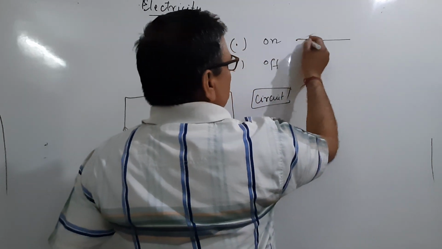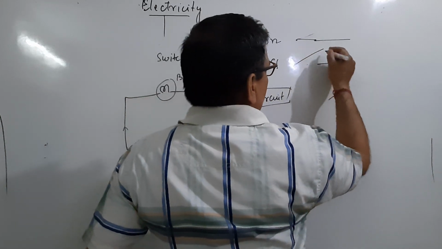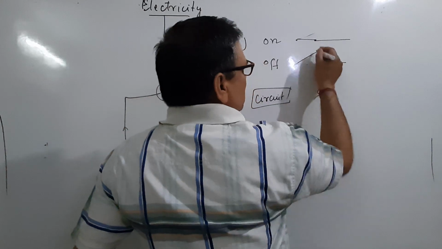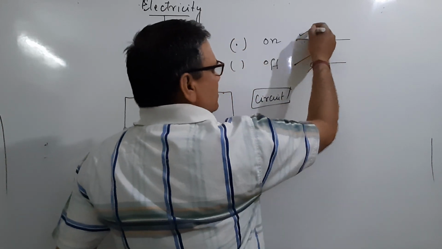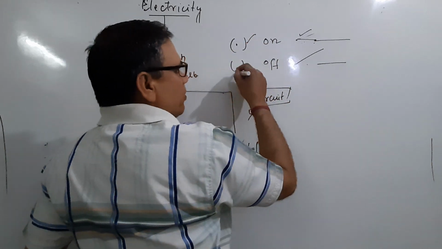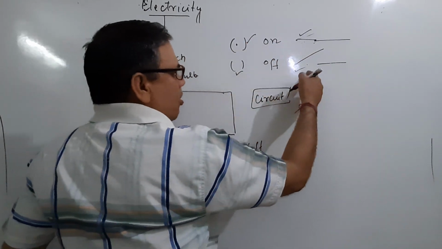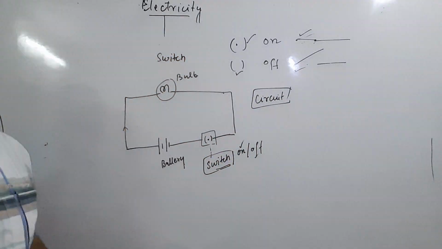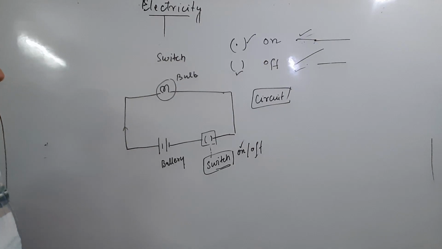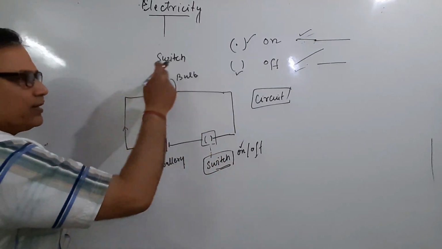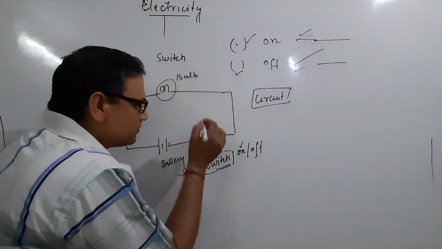The switch is also represented this way. This is on, and this is off. Here there is no connection. Here they are connected to each other. It is on, it is off. The bulb will glow in this case, and in this case the bulb will not glow. The circuit is broken. It means the bulb will glow when the circuit is complete, when the switch is on.